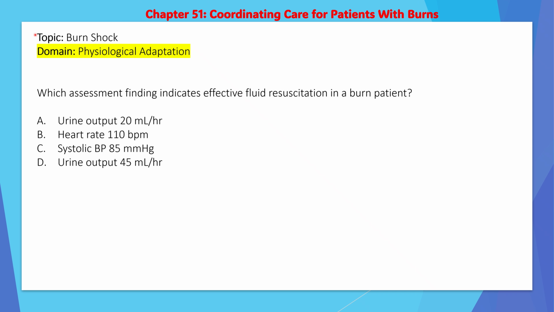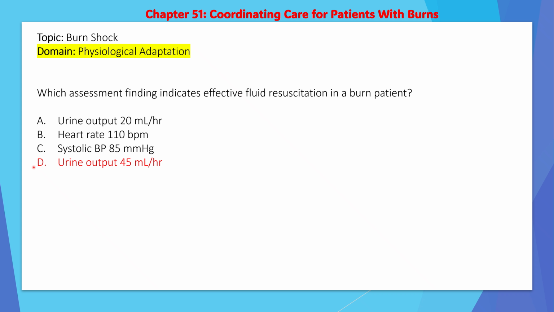Burn shock topic, NCLEX domain, psychosocial adaptation. Question example: which assessment finding indicates effective fluid resuscitation in a burn patient? A. Urine output 20 ml per hour. B. Heart rate 110 beats per minute. C. Systolic blood pressure 85. D. Urine output 45 ml per hour.